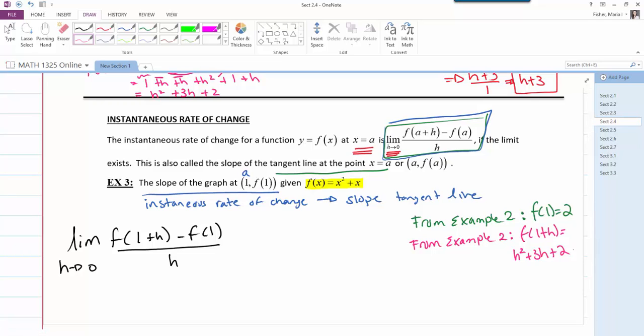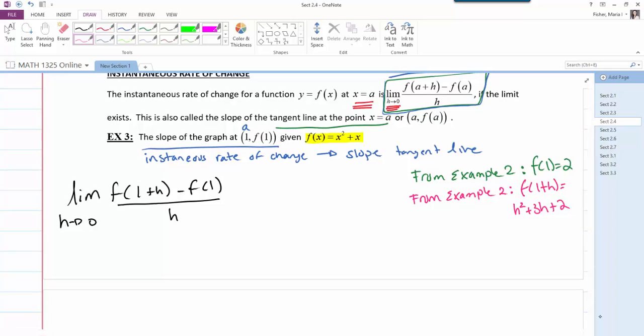Okay, so anytime you see the slope of the graph and you're only given 1 point, that means you're looking for the instantaneous rate of change, which means that we're going to plug it into this formula. So we're trying to find the limit as h goes to 0 of f of a. Well, my a is always going to be the given. In this case, it's 1. F of 1 plus h minus f of 1 all over h. So let's plug in what we know from example 2.